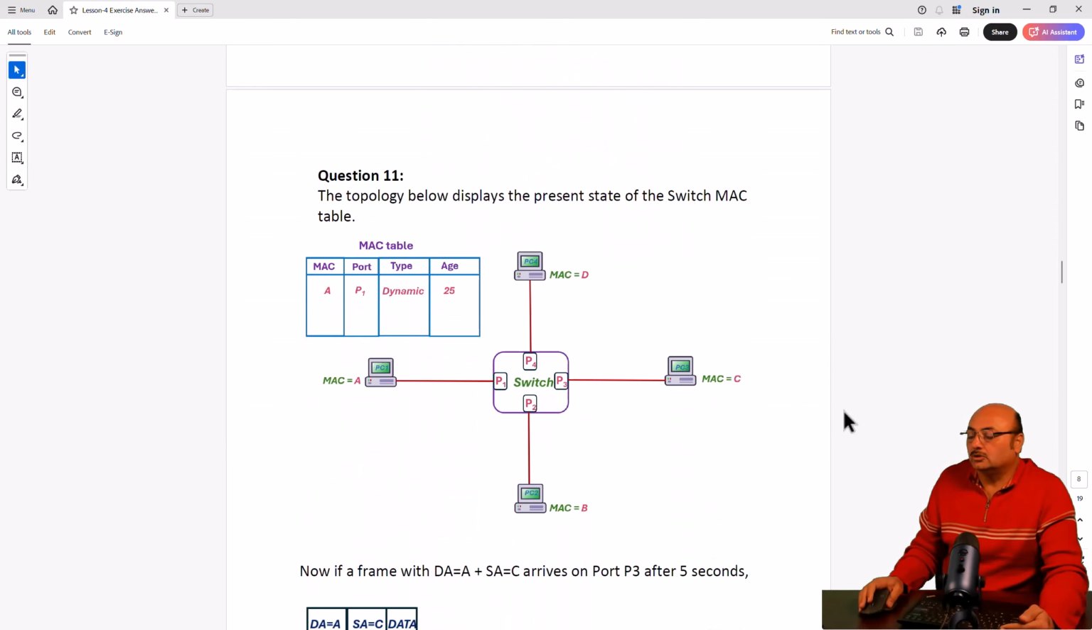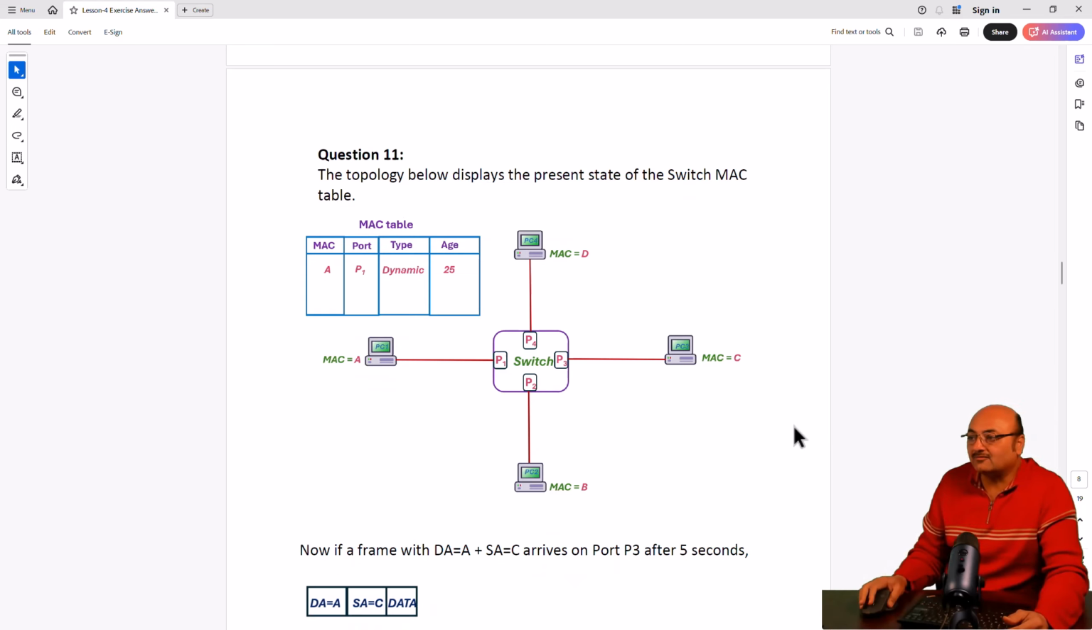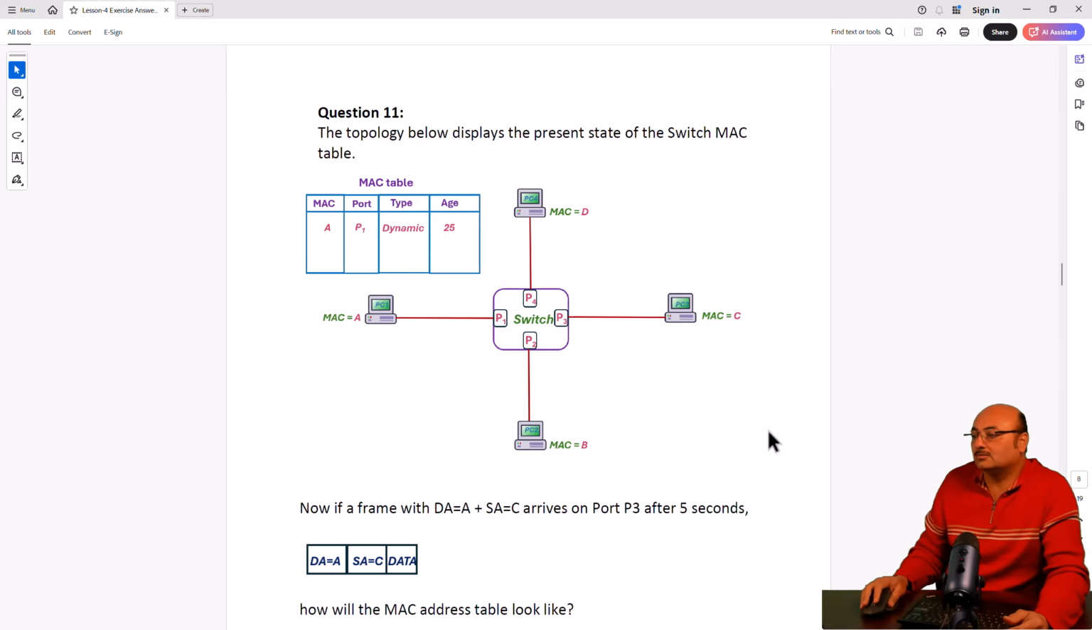Question 11. The topology below displays the present state of the switch MAC table. It says A is learned on P1 dynamically with age 25. Now a frame arrives after 5 seconds with the destination address of A and source address C. That means this entry is not getting modified, a new entry is to be created. And after how many seconds is it coming in? It is coming in after 5 seconds.